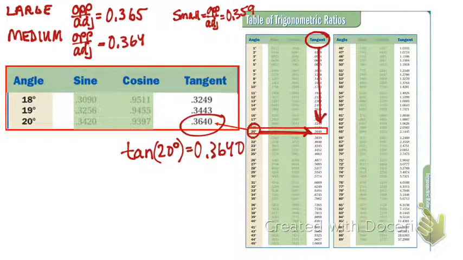And you can see that that's slightly different than our large triangle and our medium triangle and our small triangle. But that's because the measurements of the sides of our triangle are taken in a way that's not very accurate. The trig table is very accurate. So I'm just trying to get you to see that in any 20-degree right triangle, if you take the opposite and divide it by the adjacent, you're going to get about the same number. And what that number actually is in its most accurate form is 0.3640.